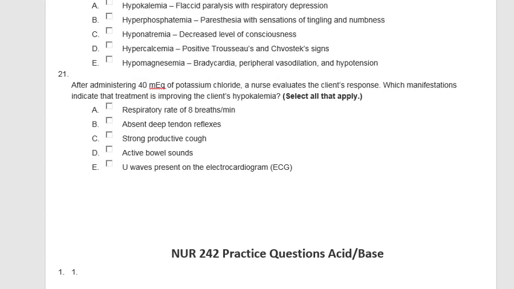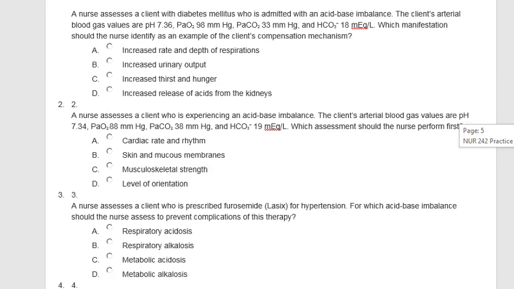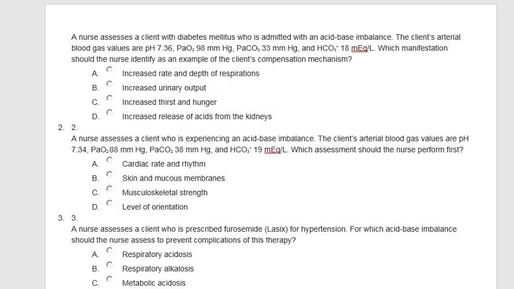Okay, let's talk about acid-base here a little bit. Number 1, a nurse assesses a client with diabetes who is admitted with an acid-base imbalance. Right away, remember we said with diabetes, your body can't get the glucose it needs, so it starts breaking down muscle and fat. When it does that, you get fatty acids which turn into ketone bodies, and the ketone bodies then create the ketoacidosis. So this patient is mostly going to be in an acidotic state.